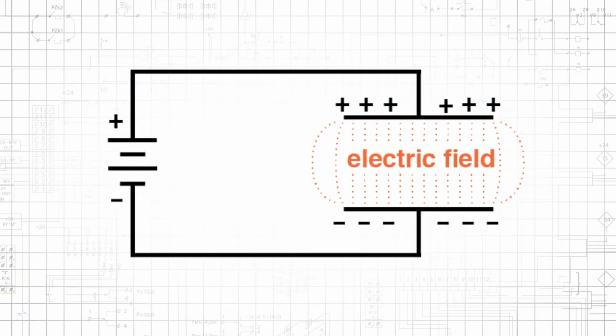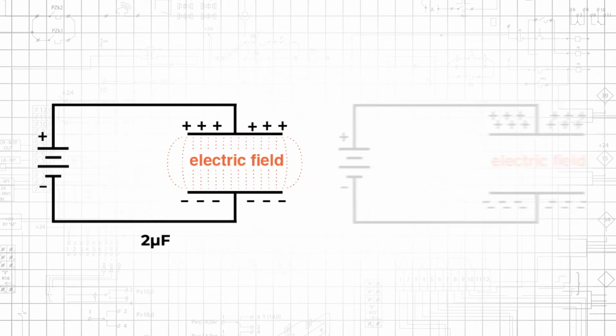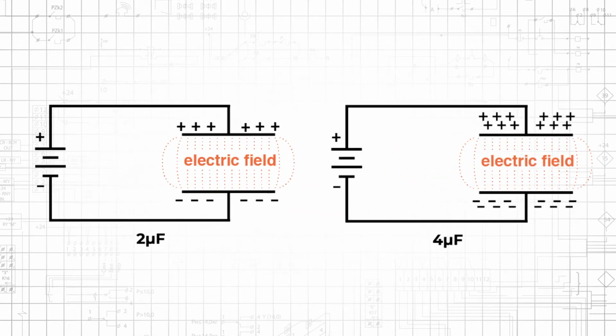The unit for capacitance is the farad, which corresponds to coulombs per volt, so a capacitor with higher capacitance can store more charge per given amount of voltage. If a 2 microfarad capacitor and a 4 microfarad capacitor have both been charged up to the same voltage, the 4 microfarad capacitor will have 2 times more stored charge than the 2 microfarad capacitor.